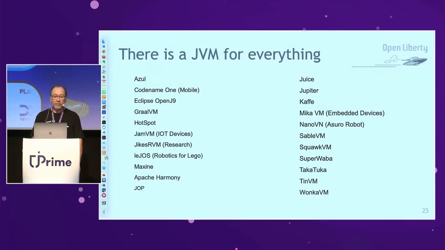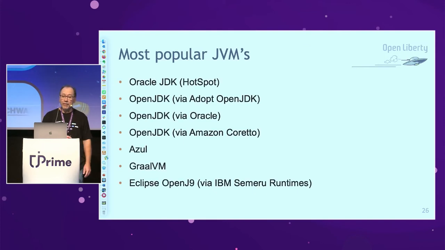I apologize. One is Maxine. It was developed over 20 years ago, but it had some characteristics for cloud-native environments, and it was way ahead of its time. It's actually the basis for GraalVM, which just came out a couple of years ago, so pretty interesting. And GraalVM is becoming very, very popular. Let's take a look at some of the more popular JVMs.